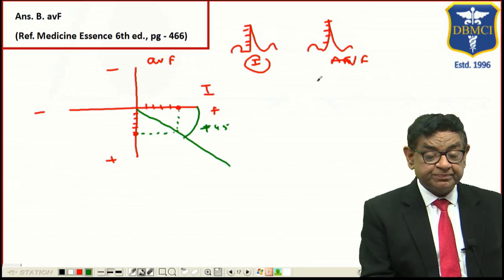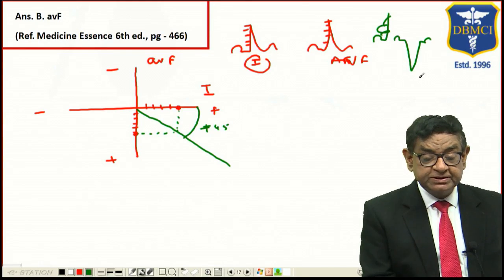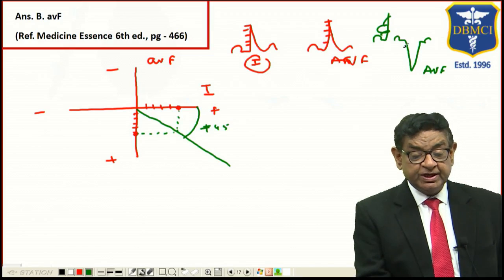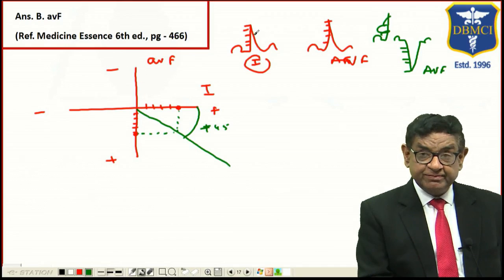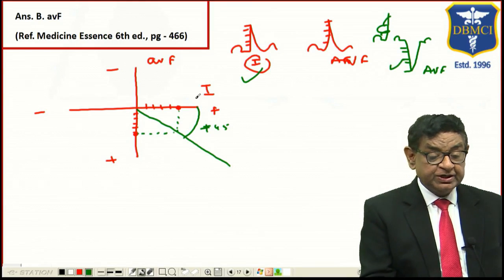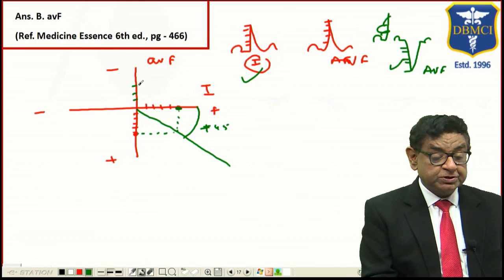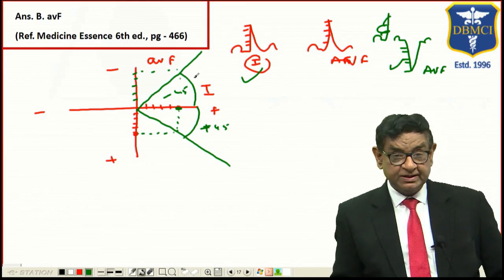L1 is the same, and now this is AVF. How many small squares? Now it's going down. Down is negative. 1, 2, 3, 4, 5. 5 negative. L1 is 5 positive. This was the first case. Now the second case is this and this: 5 positive, and here we are getting 5 negative. Now this is the axis.